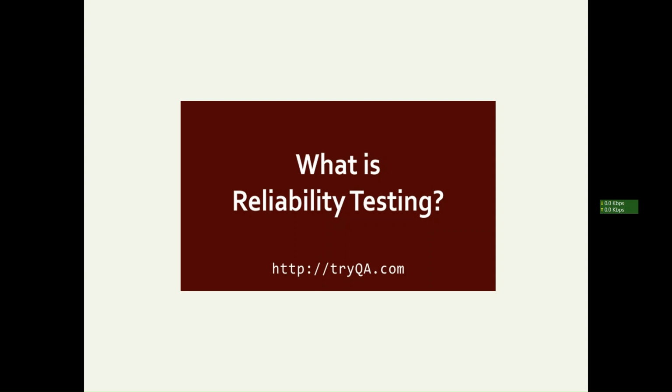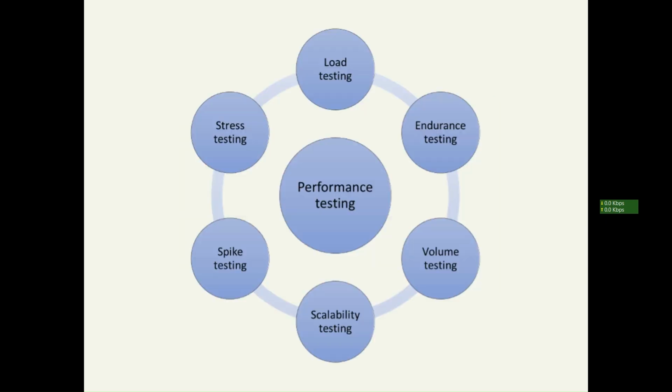I expect the coffee machine to give a coffee, not milk. Right? So that is testing the trustworthiness of an application. That is called reliability testing. Next one is performance testing. Checking the speed, that is called performance testing.